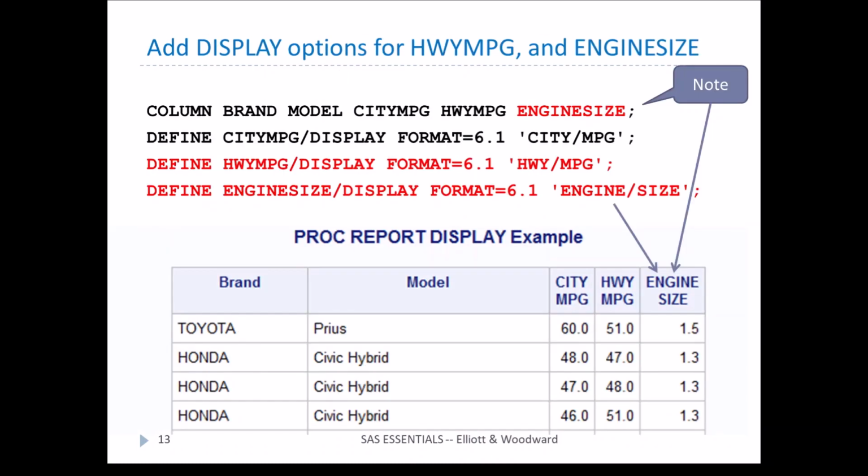And we can add display options for the other variables as well. So here's an example. In this case, we're adding a variable called engine size. We already defined our city miles per gallon and highway miles per gallon, and as we can see here, we added this new one called engine size. And again, it's on 2 lines, engine slash size. So for every column that you have defined here, you can define a format and a label. And again, we didn't define any label for the first 2, brand and model, and so they just appear as their regular name.